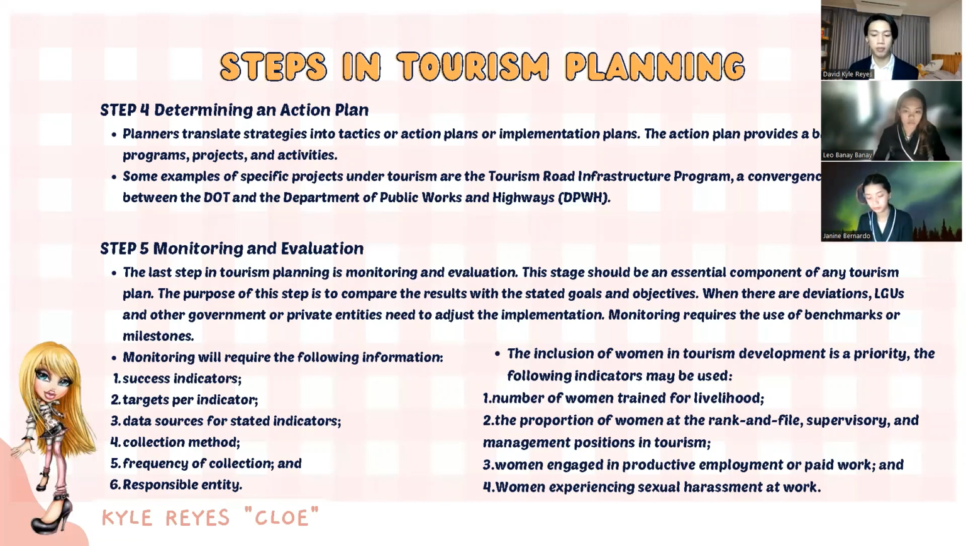For example, if employment generation is important, then an important indicator to be monitored will be the number and types of jobs generated by the tourism sector for each period. Other examples are the air or water pollution index, tourist receipts, or the number of indigenous people engaged in the tourism business. So monitoring will require the following information: success indicators, target per indicator, data source for stated indicators, collection method, frequency of collection, and responsible entity.